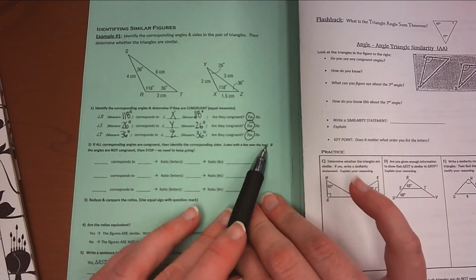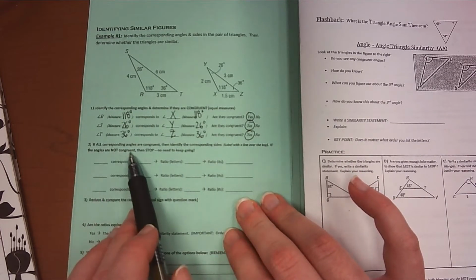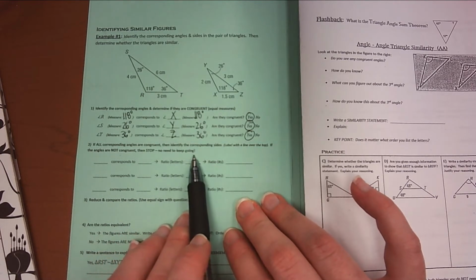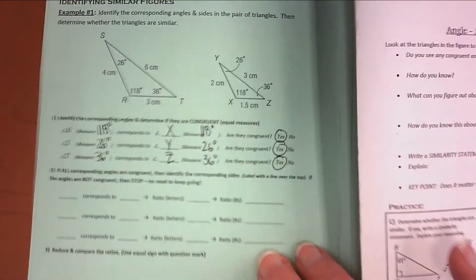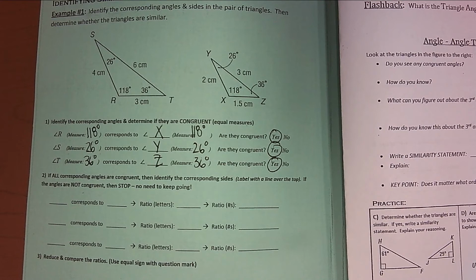Label with a line over the top. If the angles are not congruent, then stop. You don't need to keep going. Remember that both of these things have to be true. They have to have congruent angles. They also have to have proportional side lengths.